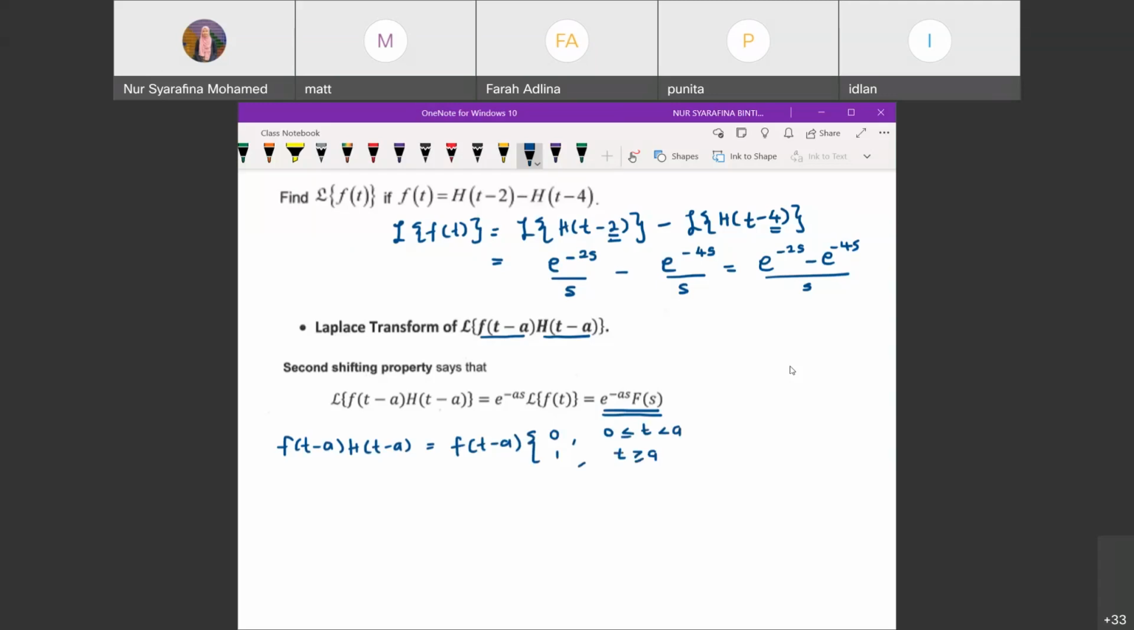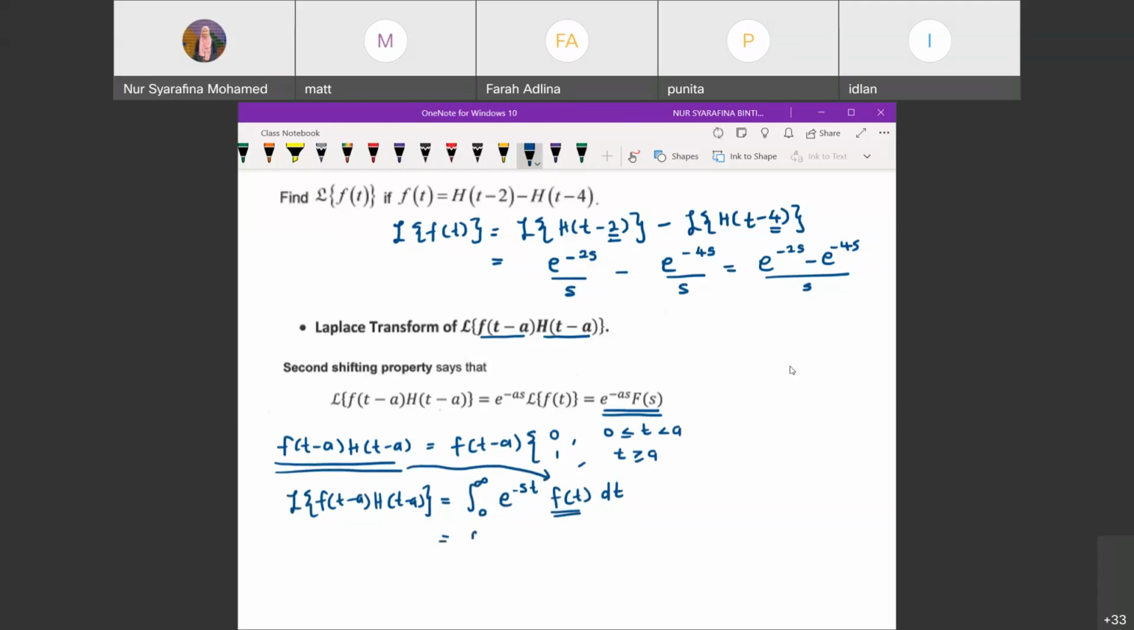Now you want to transform this f(t minus a) h(t minus a). By definition, it is always the integral from 0 to infinity of e to the negative st times f(t) dt. And you know your f(t) here is f(t minus a) h(t minus a). So integrate one by one.